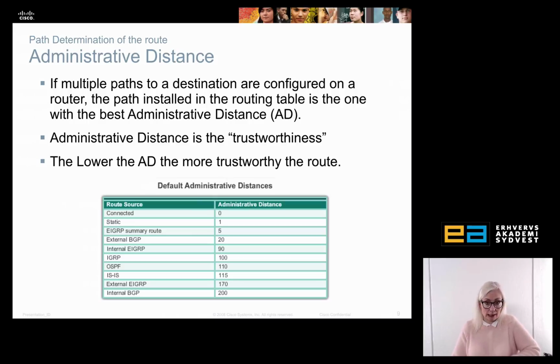And you can see that directly connected routes, the ones that the router knows it is directly connected to, have an administrative distance of 0, because those are the most trustworthy routes. And then the static ones, the ones that we configure ourselves, are also trustworthy. And we can see here that, for instance, OSPF has an administrative distance of 110, and EIGRP, which is the Cisco proprietary protocol, has an AD of 90. So it will choose an EIGRP route above an OSPF route, for instance.